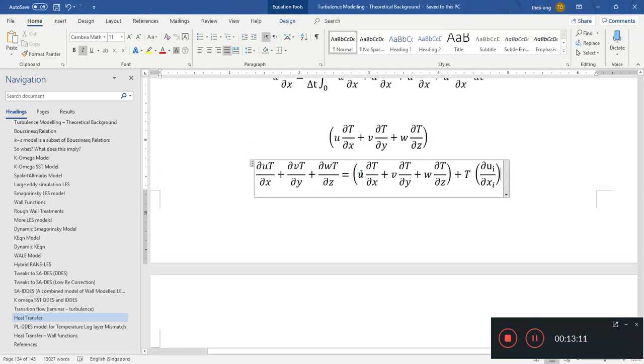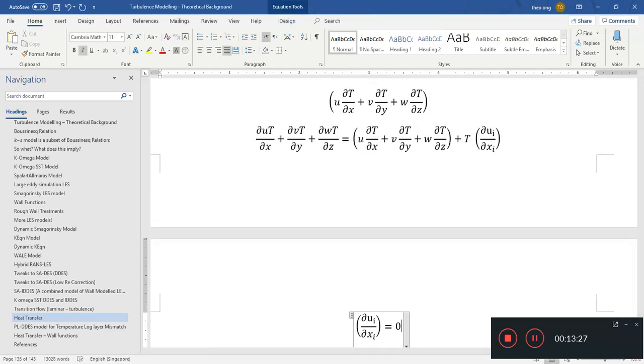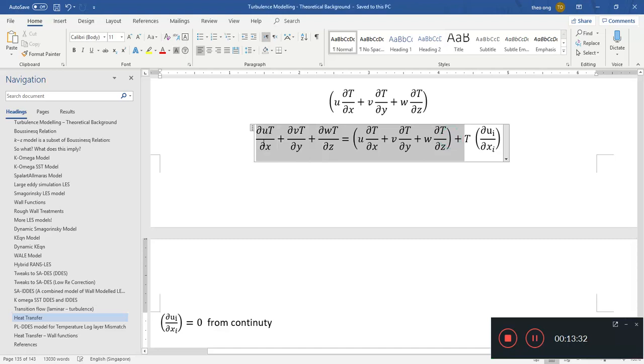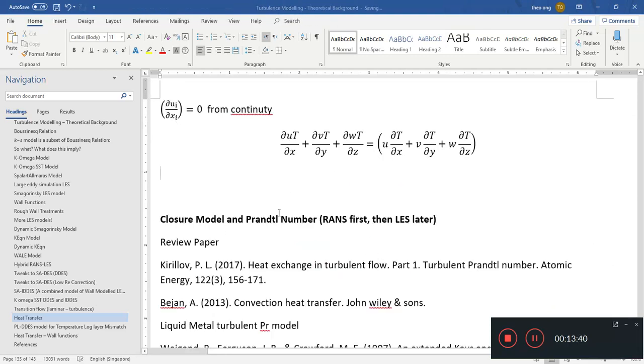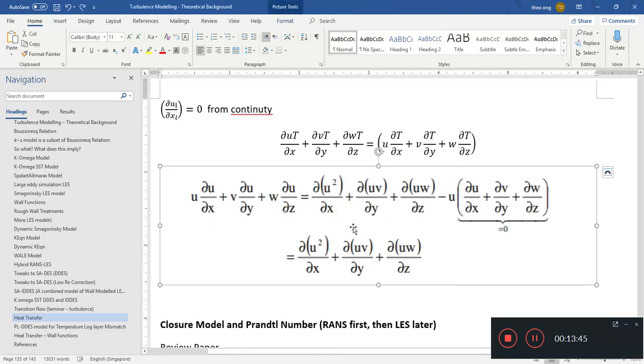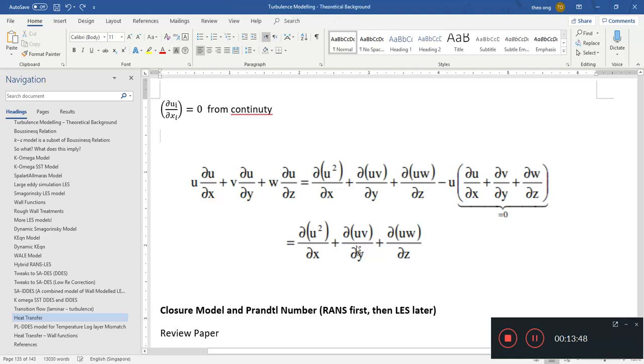So this is what we will get. Partial u_i partial x_i, this is du dx plus dv dy plus dw dz. This is actually equal to 0 from the continuity equation. Then this is the relation we get. It's very similar to this, but this one was how we did it for our Reynolds-averaged Navier-Stokes. So we're just taking inspiration from that.